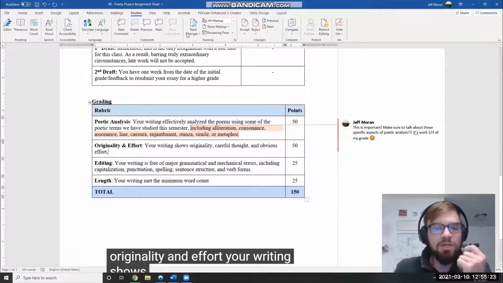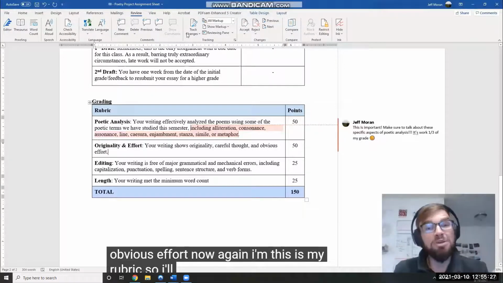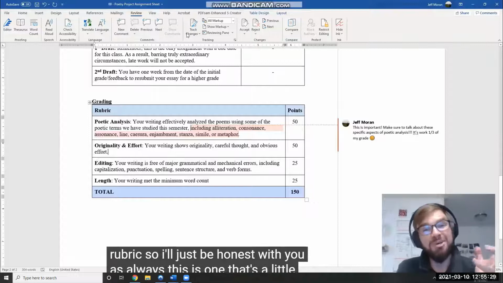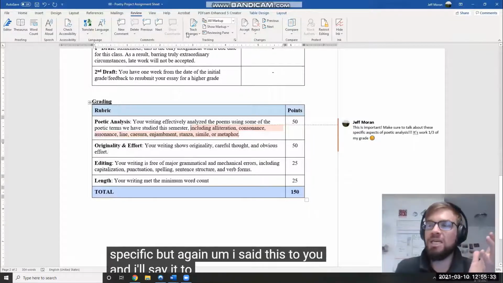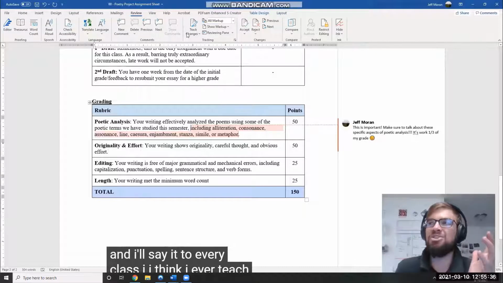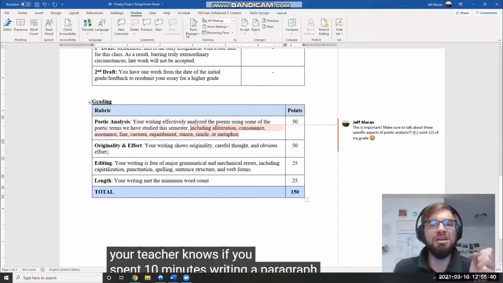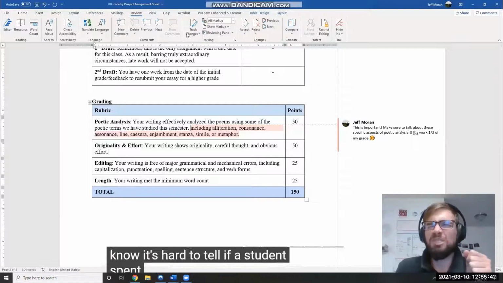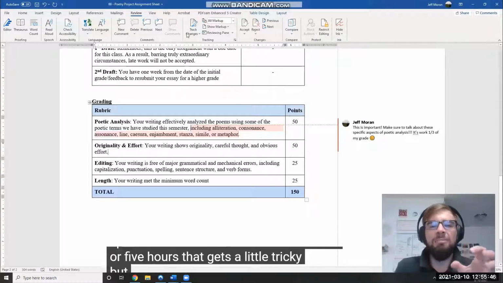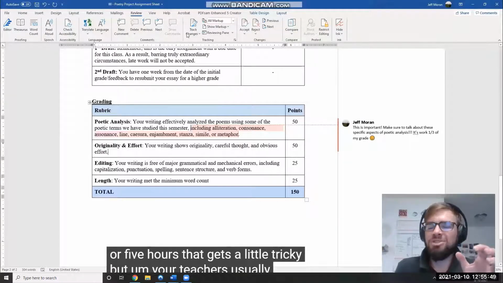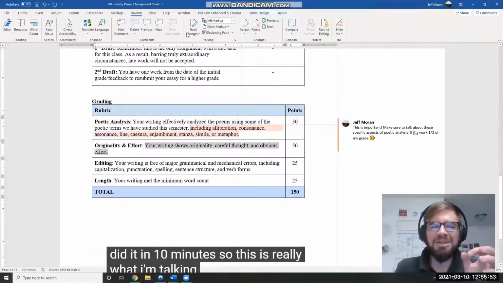Originality and effort. Your writing shows originality, careful thought, and obvious effort. Now, again, this is my rubric, so I'll just be honest with you as always. This is one that's a little less specific, but again, I said this to you, and I'll say it to every class I think I ever teach. Usually your teacher knows if you spent 10 minutes writing a paragraph. You know, it's hard to tell if a student spent 30 minutes or an hour or 2 hours or 5 hours. That gets a little tricky, but your teachers usually know if you just did it in 10 minutes. So this is really what I'm talking about here.